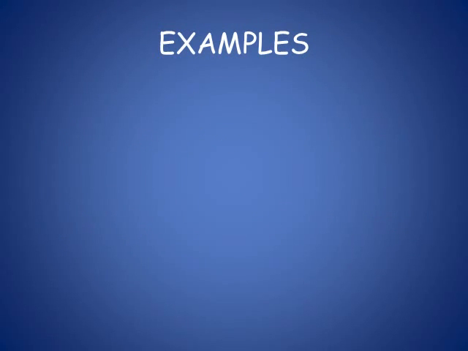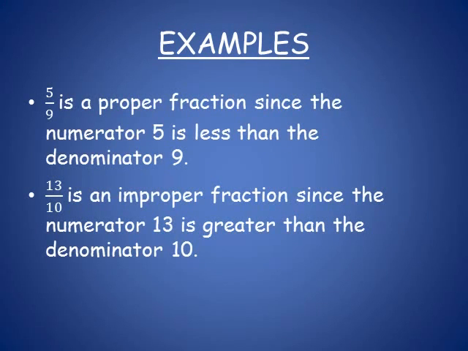So here's some examples. 5/9 is a proper fraction since the numerator 5 is less than the denominator 9. So 5/9 is a proper fraction. 13/10 is an improper fraction since the numerator 13 is greater than the denominator 10. So 13/10, improper fraction.